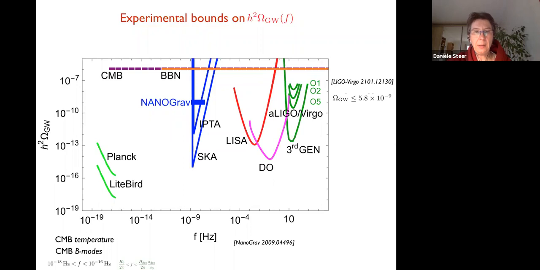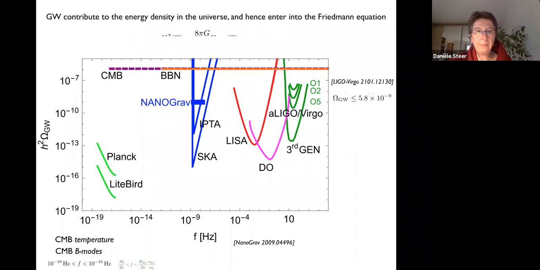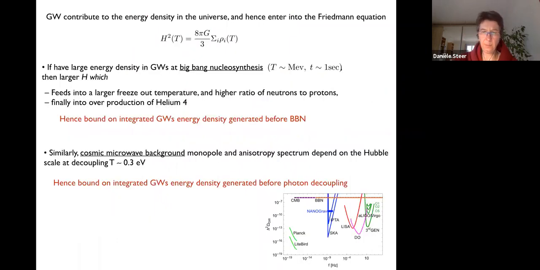Okay, then there's the final band, which are these two dotted lines, CMB and BBN. Simply speaking, where do they come from? They come from the fact that gravitational waves contribute to the energy density in the universe, as we've already seen. If they're free, their energy density scales as 1/a⁴, as radiation. So they enter as a source on the right-hand side of the Friedmann equation. And if their energy density is too high, they're going to modify the evolution of the universe.